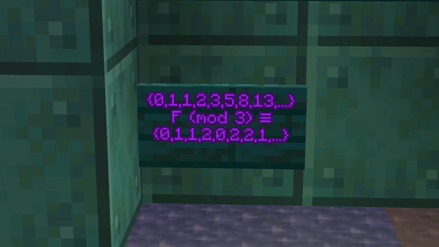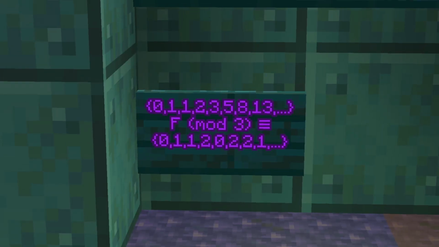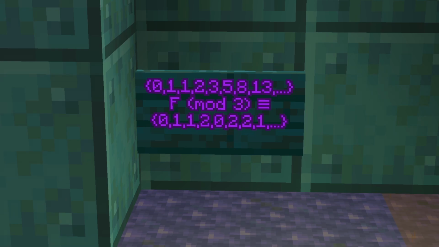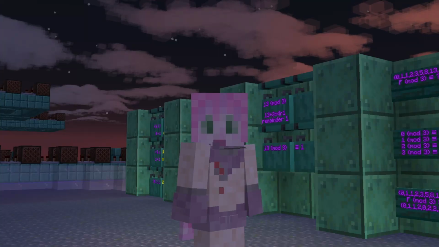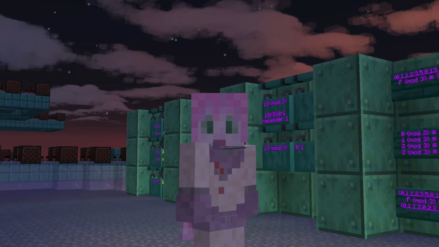So by using modular arithmetic on the entire sequence, we can get a new sequence. One that doesn't just go up, so it's more suitable to make music with. And if we look at the new sequence that we get from modular arithmetic, we'll notice a pattern. The first row is the Fibonacci sequence. The second row is the new sequence we got from taking each term of the Fibonacci sequence mod 3.